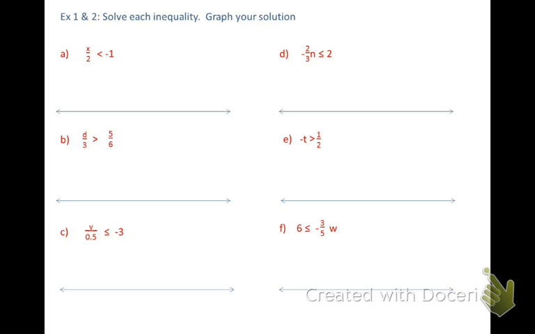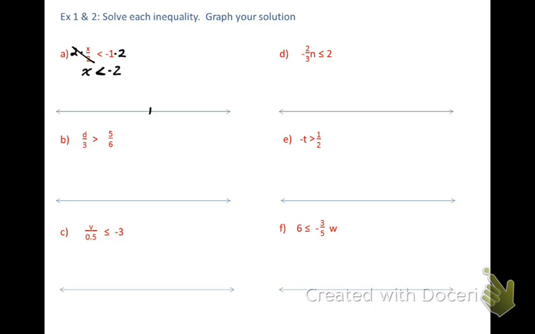So, if I look at A, 2 is dividing into x, so I need to get rid of 2 to isolate the variable by itself. So I am going to multiply by 2 to both sides. Now remember, 2 is a positive, so I am not going to change the inequality. So it's going to be x is less than negative 2. See, the inequality did not change.